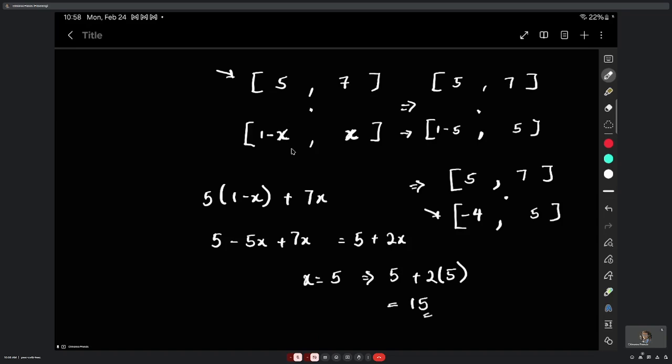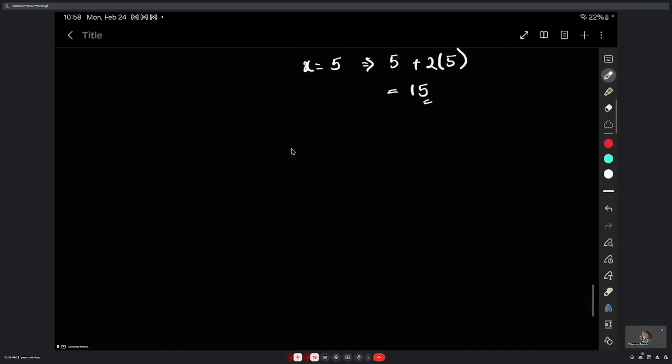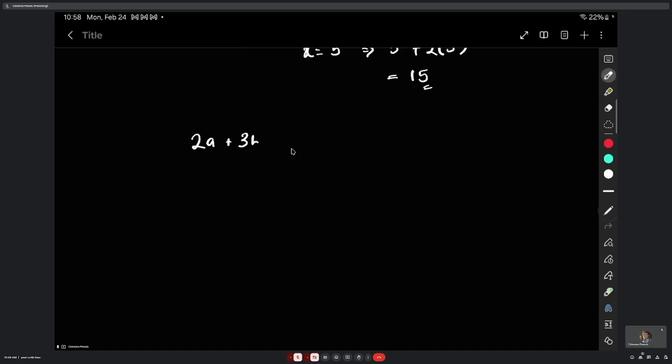Does this make sense? This makes sense, right? Let's now do it for 2 variables. Is that okay? So which polynomial should we use? Let's use our normal guy, right? So let's say 2a plus 3b, right? Plus 2.